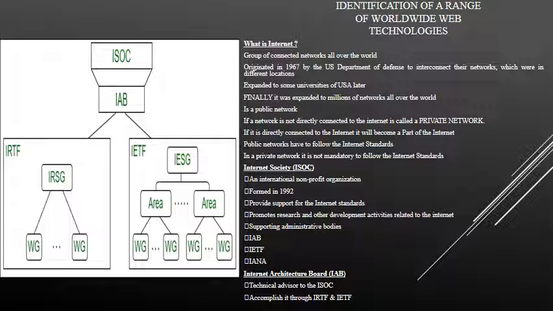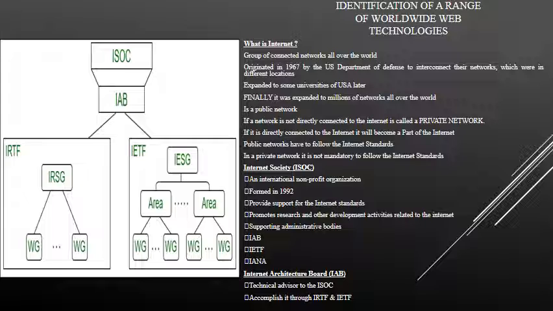Identification of a range of World Wide Web technologies. What is the Internet? It is a group of connected networks all over the world, originated in 1967 by the US Department of Defense to interconnect their networks, which were in different locations. It expanded to some universities of the USA later. Finally, it was expanded to millions of networks all over the world.